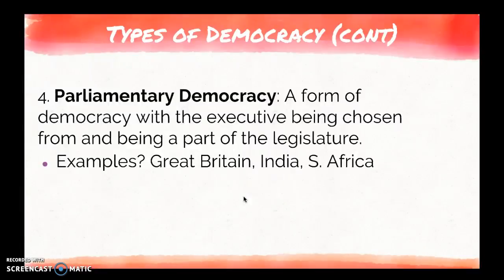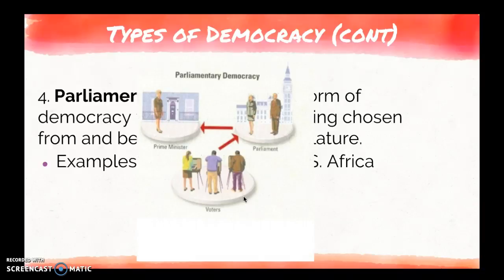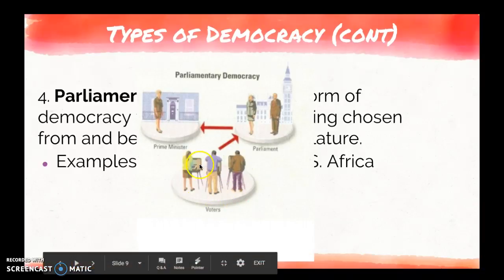In a parliamentary democracy, voters elect only their legislators. Then the majority party in parliament chooses one of its own to be the prime minister. And so here we see the legislative and the executive powers are joined. Some examples of this are Great Britain, India, and South Africa all have parliamentary democracies. And here's a visual for you. Voters vote for members of parliament who then choose the prime minister.